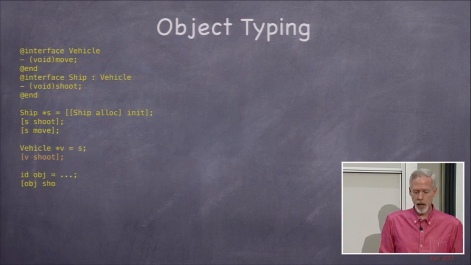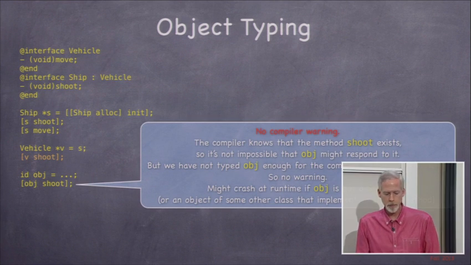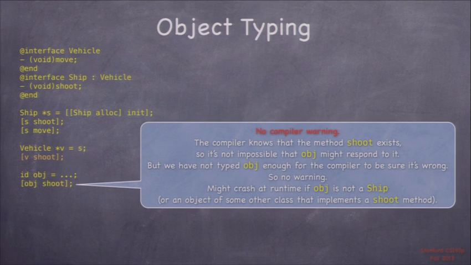Now, what about this case where I declare an obj, and it can be anything we want, you alloc init it somehow, and you say obj shoot? No matter what obj is, and I essentially didn't tell you what obj is because it doesn't matter, the compiler is not going to warn you here. Anytime you send a message to obj, as long as that message exists somewhere, the compiler will not warn you. At runtime, if obj is not a ship or some other object that responds to shoot, it will crash.